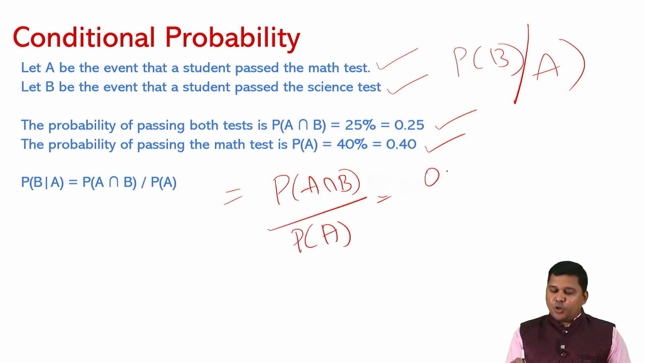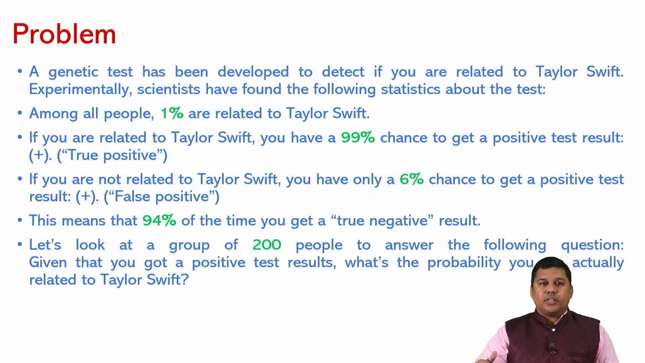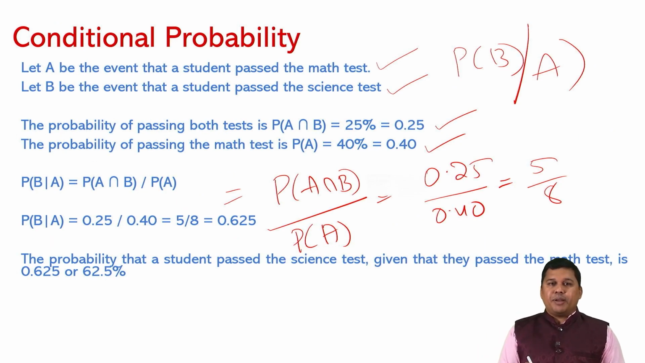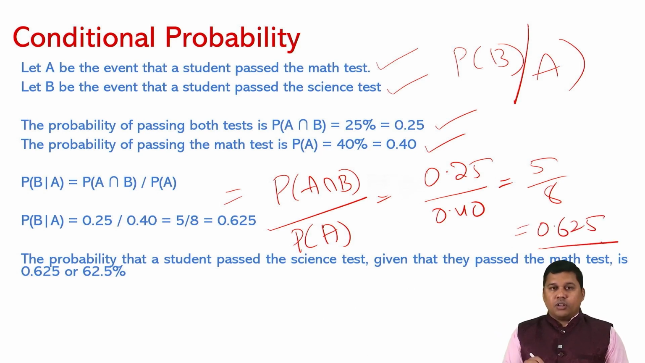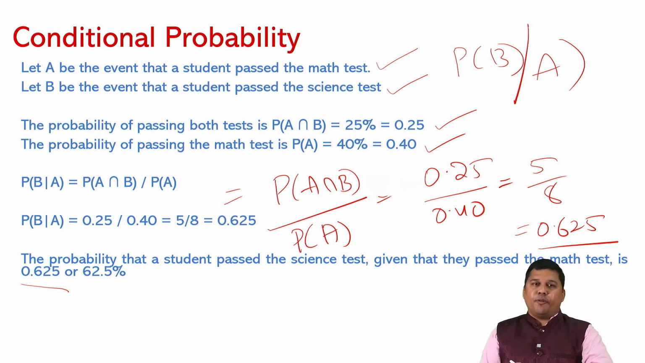The formula we know is P of A intersection B divided by P of A. So, from this data, 0.25 by 0.40, if you simplify this, you get around 5 by 8, that is 0.625. So, the probability that a student will pass the science test given that he has already passed the math test is 0.625. This is an application of conditional probability.